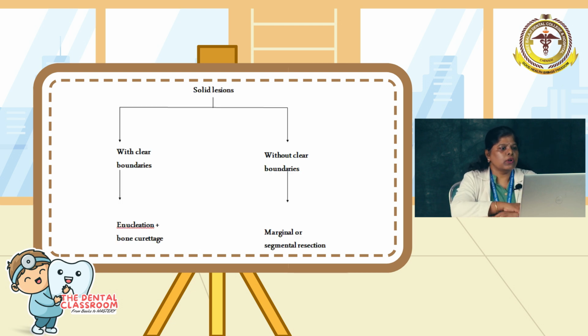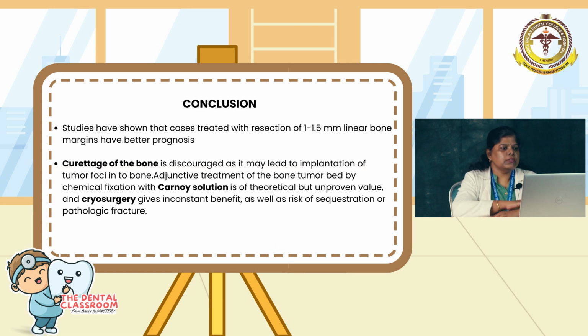In case of solid lesions with clear boundaries, enucleation with bone curettage has to be done, and without clear boundaries, a marginal or segmental resection has to be done. Conclusion: studies have shown that cases treated with resection of 1 to 1.5 cm linear bone margins have better prognosis. Curettage of the bone is discouraged as it may lead to implantation of tumor foci into the bone.